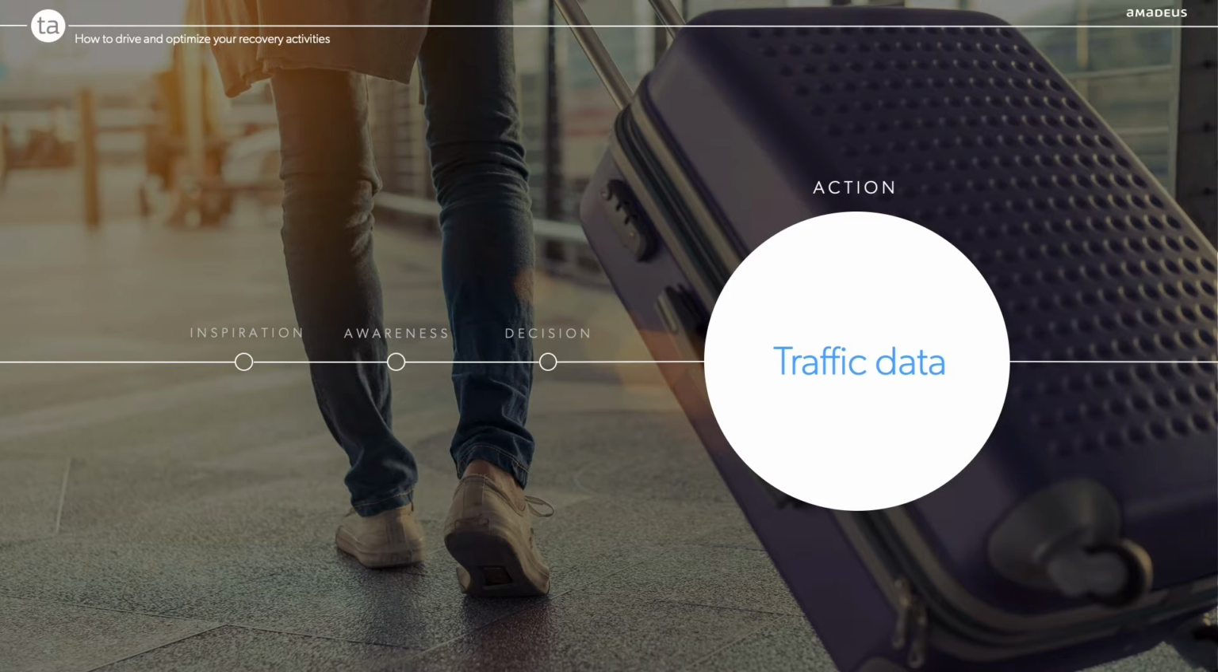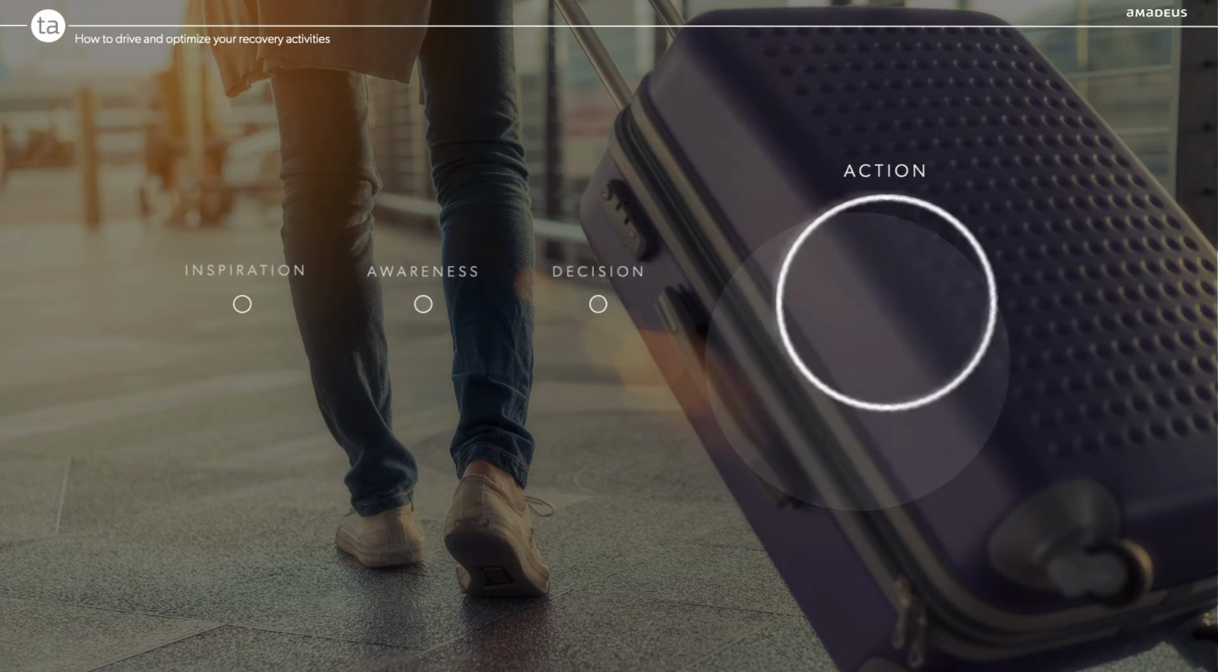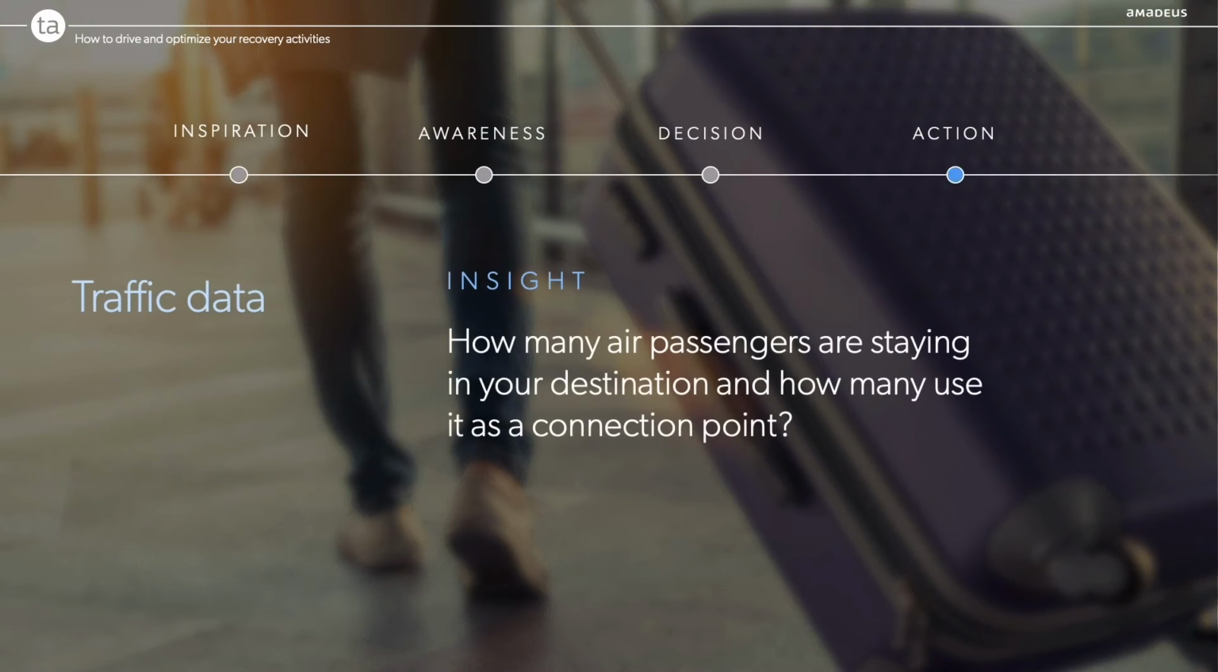And finally, there's the action stage. That's when the travelers go on their actual trip. At this stage of the customer journey, we will be taking a closer look at the traffic data. Traffic data can help us to understand how many air passengers are staying at my destination and how many of them are using it as a connection point.